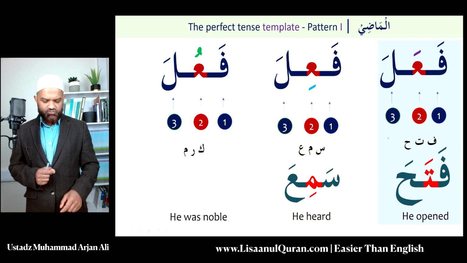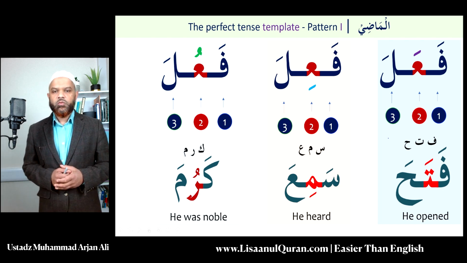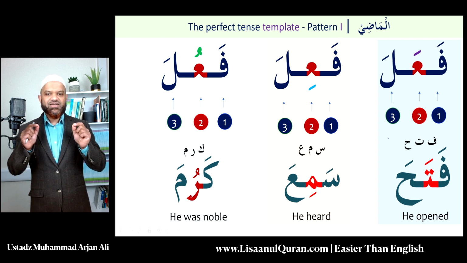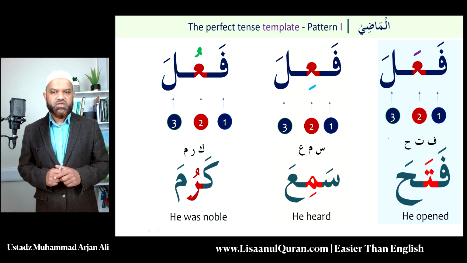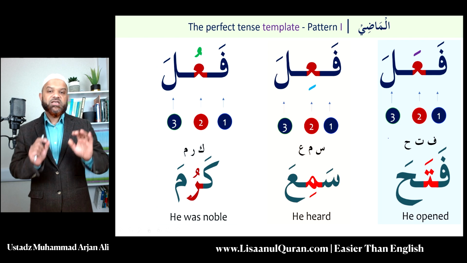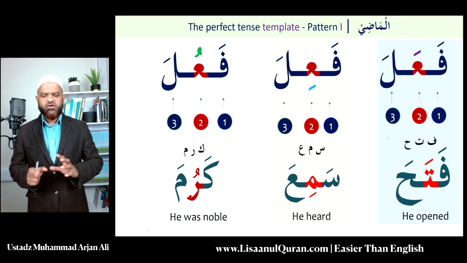We'll give you one example of a verb for that, karuma, to become noble, or he was noble. Now, before I go on to give you this one as an example, please note the one with the dhamma in the middle is very, very rarely used in Arabic, also in Quranic Arabic. The reason why I'm including it here is because there are some nouns which are derived from this pattern. Verbs are very, very rare from here.